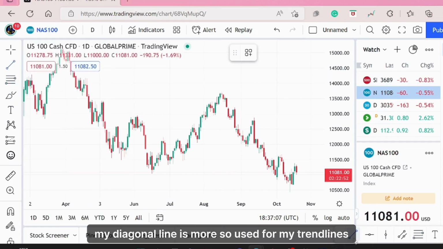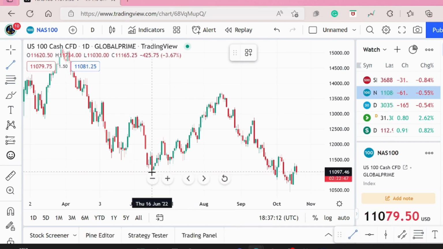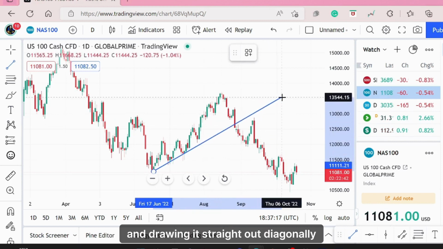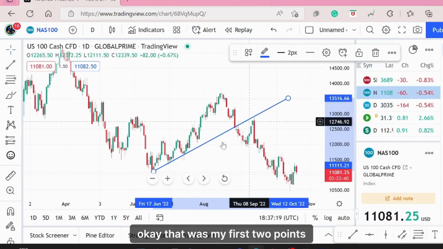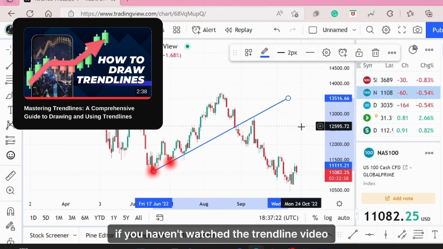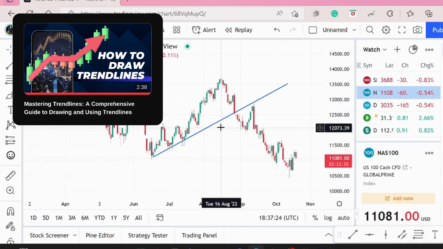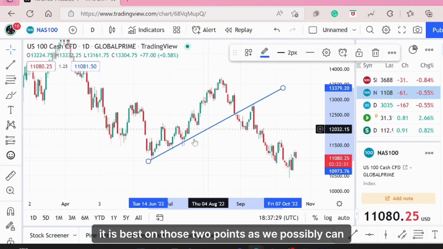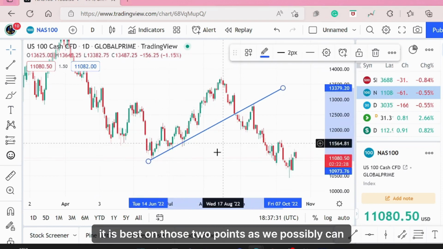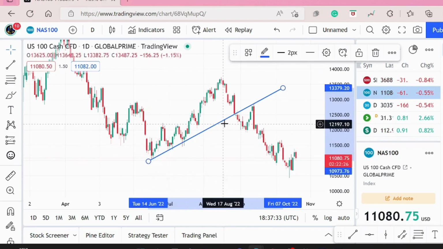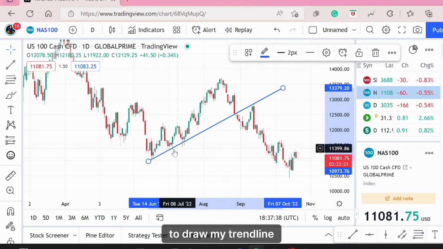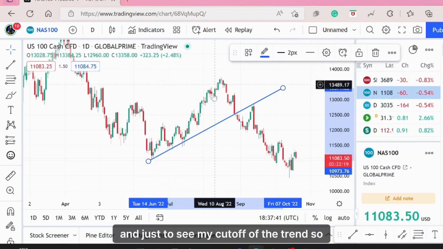So again, my diagonal line is more so used for my trend lines. If you've watched a trend line video, we draw trend lines using our first 2 points and drawing it straight out diagonally. Those are my first 2 points. If you haven't watched the trend line video, please do so. It does not have to be absolutely perfect, but we want to get it as best on those 2 points as we possibly can. So that's what I use my diagonal line for, to draw my trend line and to see my cutoff of the trend.